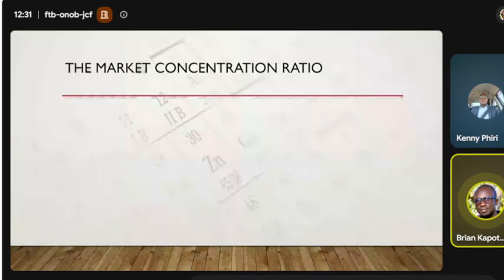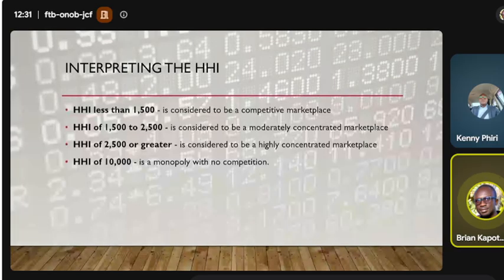I gave you this example already. So now just to give you the categorization for the HHI index, if you have an HHI that is less than 1,500, it is considered to be a competitive marketplace. Just these figures, you can take a picture or a screenshot. It helps you understand how to interpret the results of the index once you compute it.